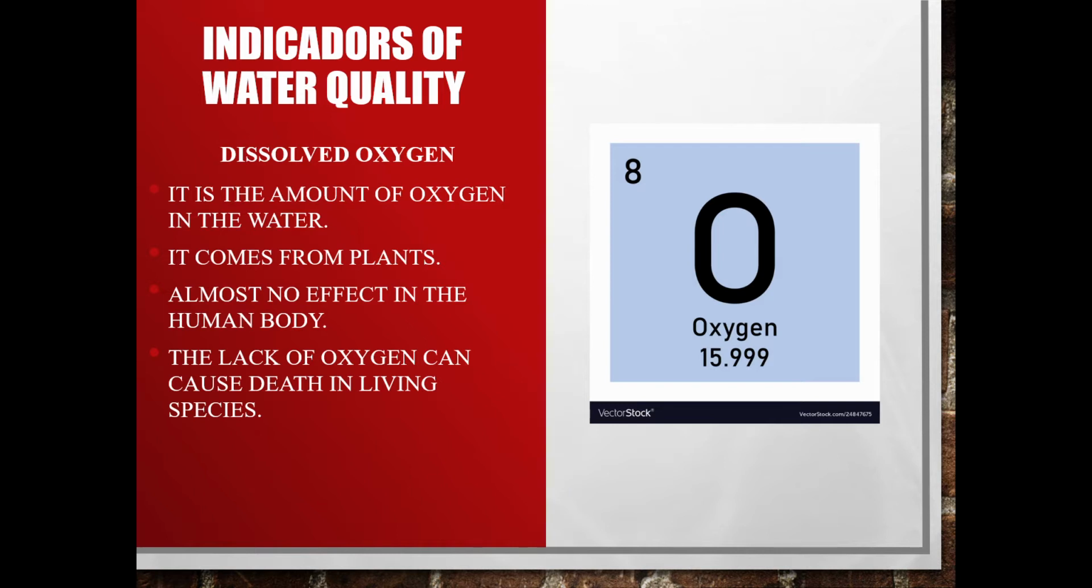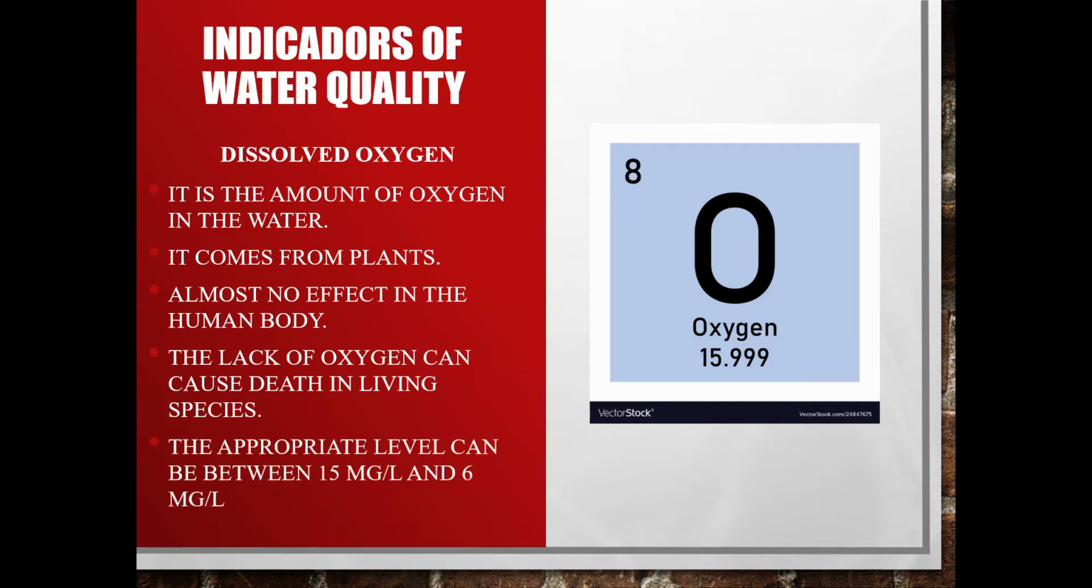But there is something interesting that happens with the lack of oxygen, and it can cause the death of living species. You have to remember that in rivers, lakes, and in the ocean, there are several living species such as fish. And they need oxygen in the water in order to breathe and, of course, survive. So if the amount of oxygen that is found in water decreases too much, many living species can die. The appropriate level can be between 15 milligrams per liter and 6 milligrams per liter.